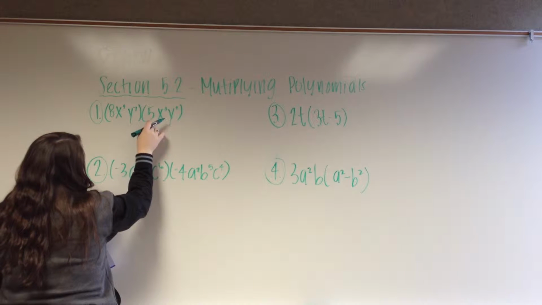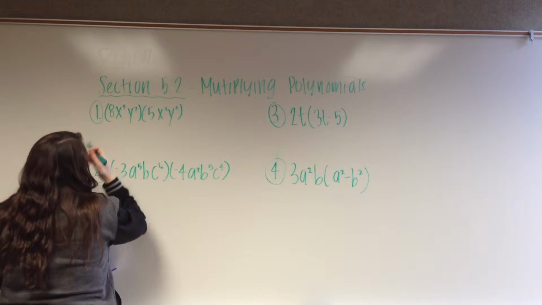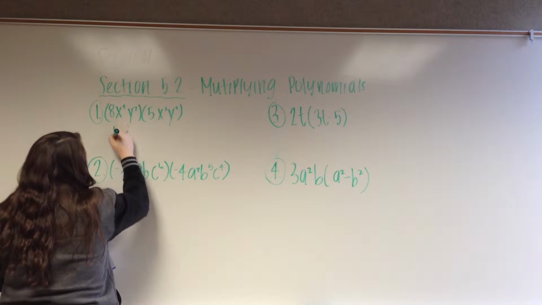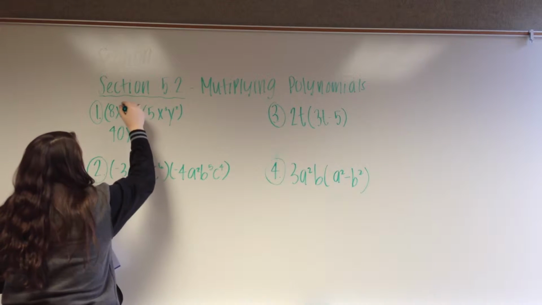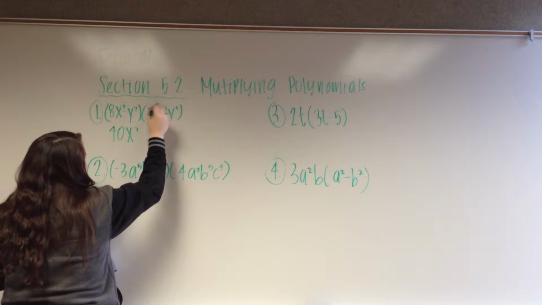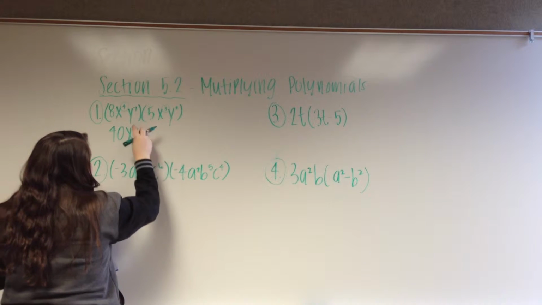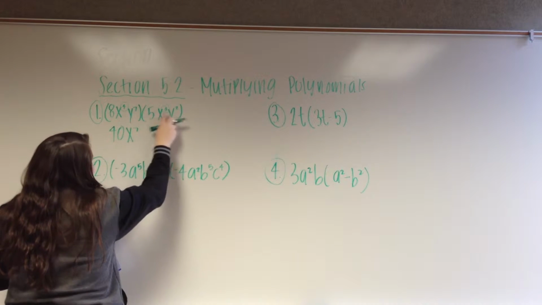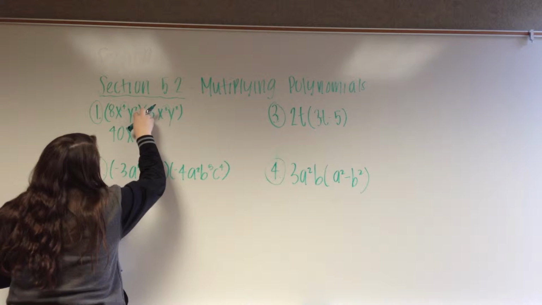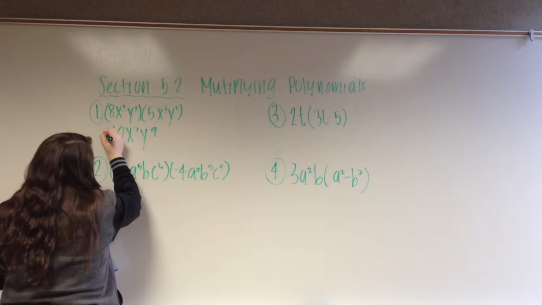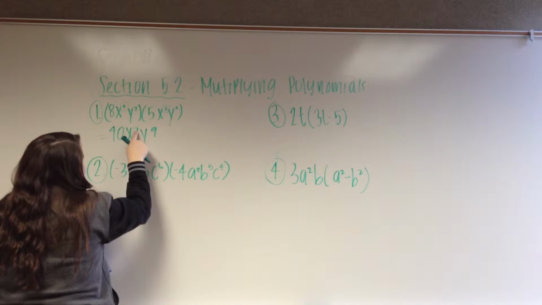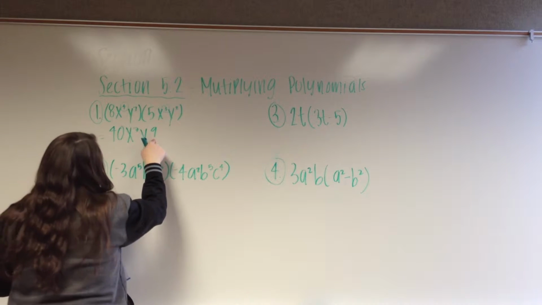So 8 times 5 is 40, I believe. Then x to the 7th, because when you're multiplying exponents, you add them, and 4 and 3 is going to be 7. And then y to the 7th plus 2 is going to give you y to the 9th. The answer is 40 x to the 7th y to the 9th.